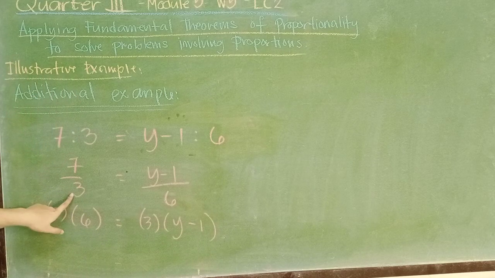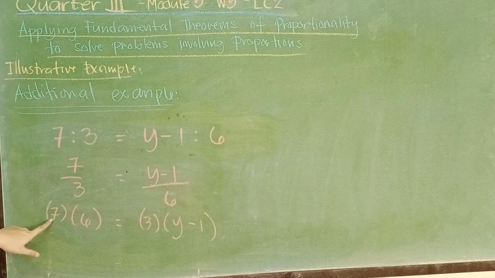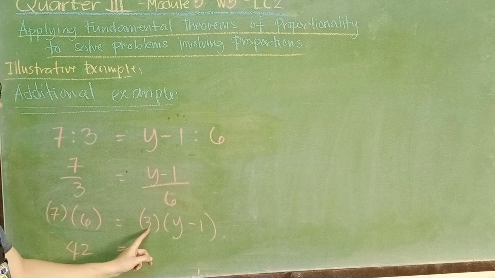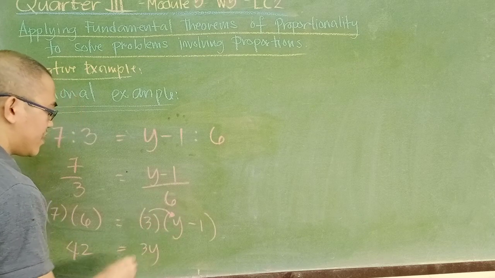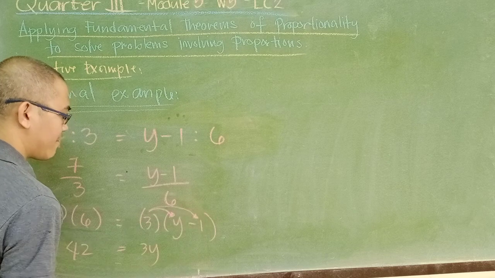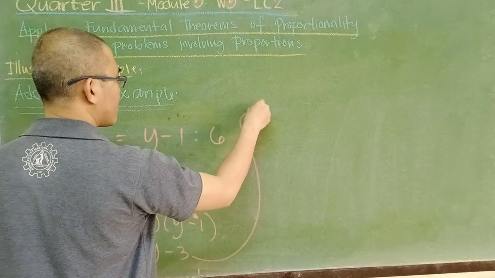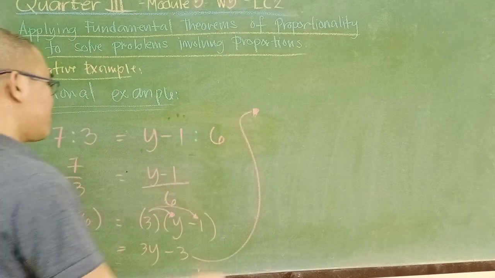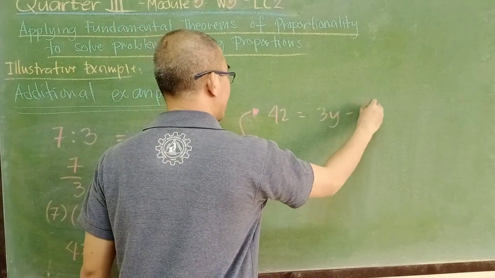What is in the denominator, multiply to the numerator. What is in the denominator, multiply to the numerator. So we have 7 times 6 and then 3 times y minus 1. So 7 times 6 is 42. And then distribution method: 3 times y, that is 3y. 3 times negative 1 is negative 3. Next. So now you have 42 is equal to 3y minus 3.